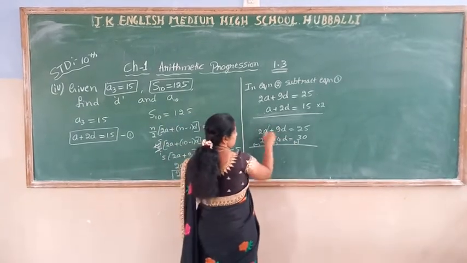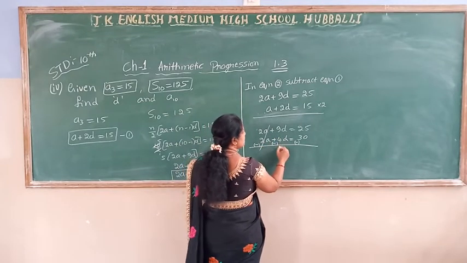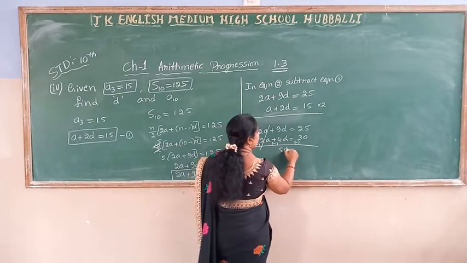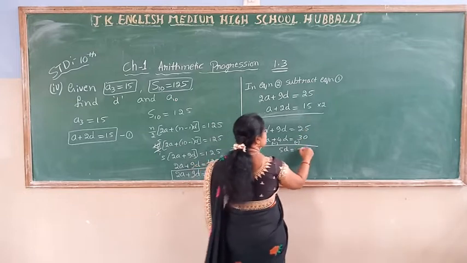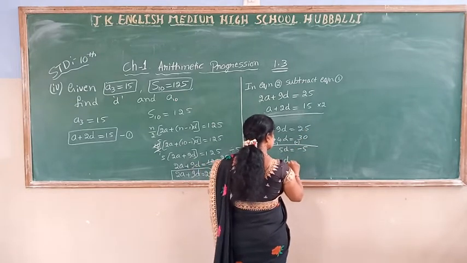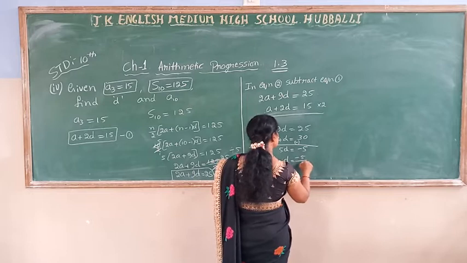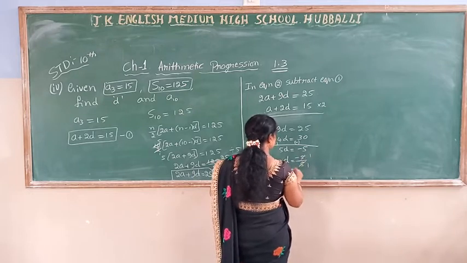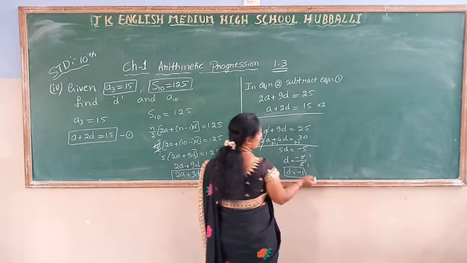Plus 2a minus 2a gets cancelled. Plus 9d minus 4d is 5d. So now minus 5, so d is equal to minus 5 divided by 5. 5 by 5 is 1. The d value I got is minus 1. So one variable value I got now.